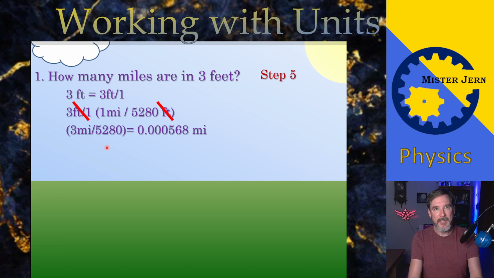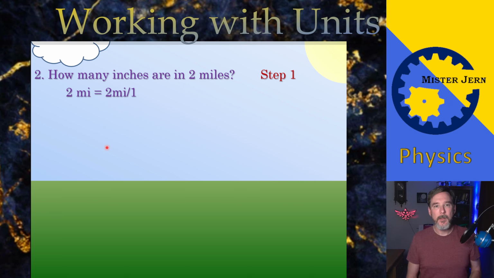I call it the first level of difficulty because we know the conversion from feet to miles and miles to feet, 5,280. And you always want to put a box around your answer. That's always a good thing.